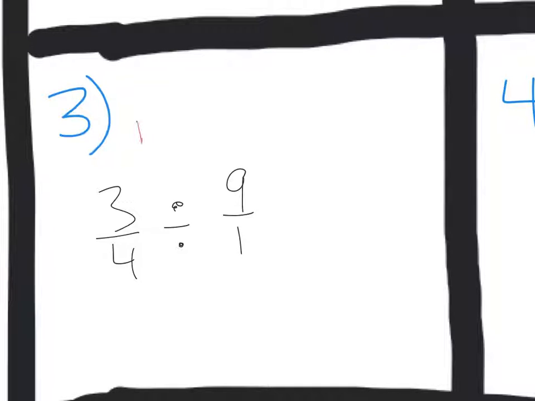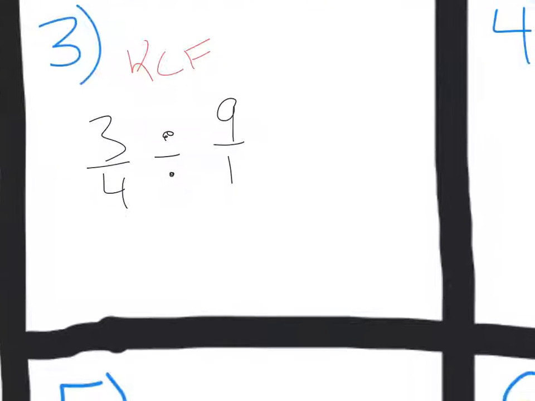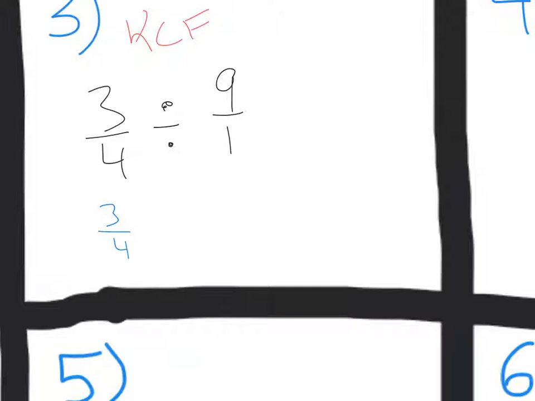Alright, keep, change, flip. So the first one, 3 over 4, is going to stay the same. Keep that as 3 over 4. Then the division sign is going to change to multiplication. And last, this might look a little weird, but we are going to flip that second fraction. So it looks something like this. And once again, flipping a fraction means you are working with the reciprocal.